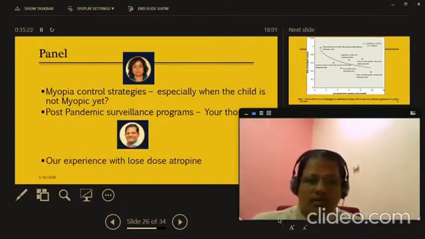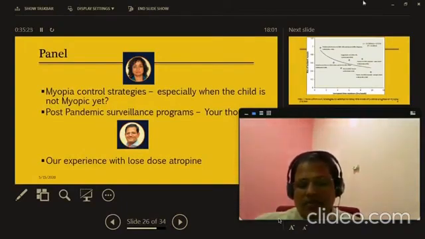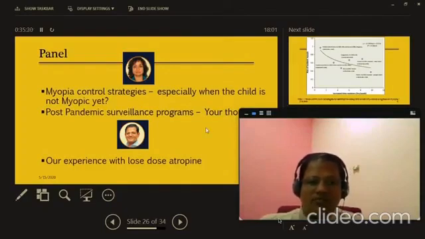What we have also seen is, for some of the non-responders, you may ask, what is it that we have to do next? What we generally advise is one drop of low dosage atropine every night. So the next step is we have asked them to increase, and with the follow-up, probably we will report. So that's our experience with low dosage.